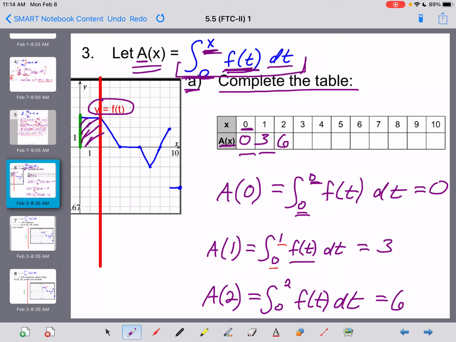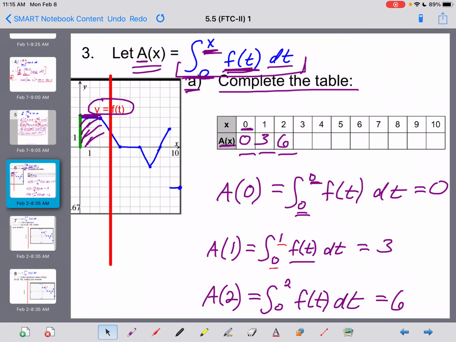And boy, look at my y values now. 0, 3, 6. They seem to be increasing at a constant rate, which means that A of x is probably what kind of function? That would be a linear function, which is true because f of x looks like a constant between 0 and 2. And a constant function has a linear antiderivative. All this makes some sense if you think about it that way. But now let's move on.